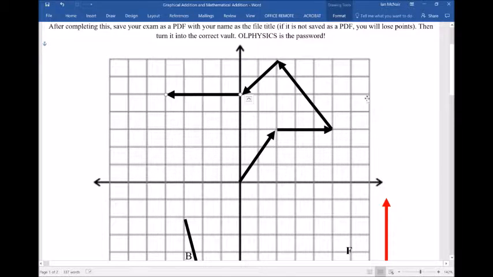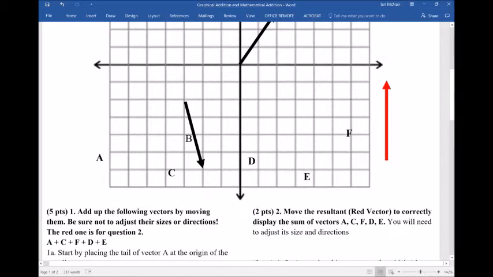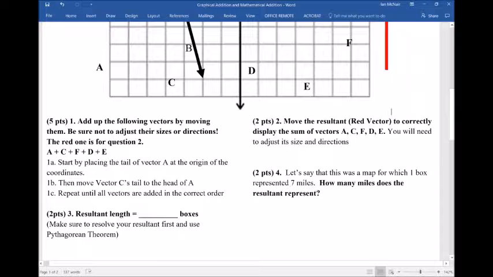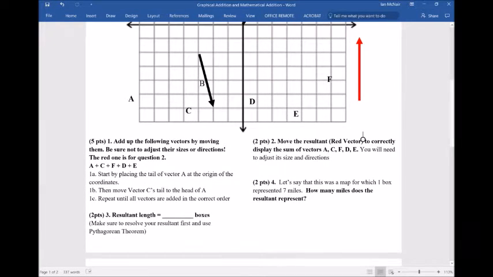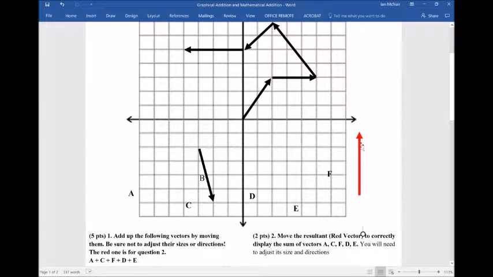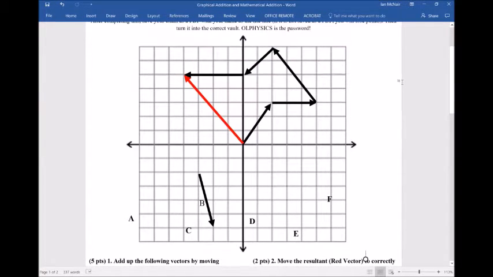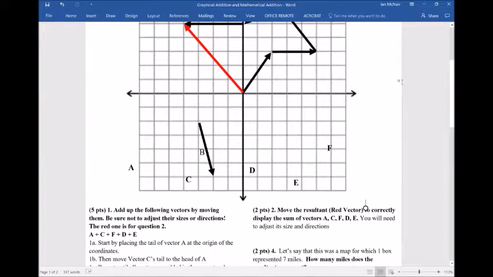So now I've added them up correctly, and then for part 2 it says, move the resultant, the red vector, to correctly display the sum of vectors. So we're going to take this red one and adjust it so that it starts at the start point and ends at our end point, which is right there. So just for doing those two, you're going to be getting 7 points, so that's easy. Then we go to part 3.